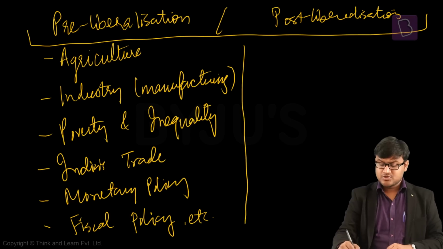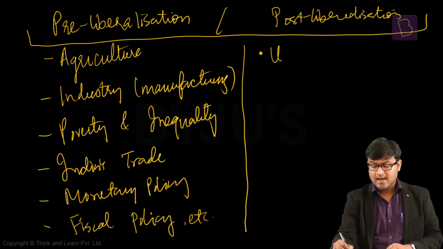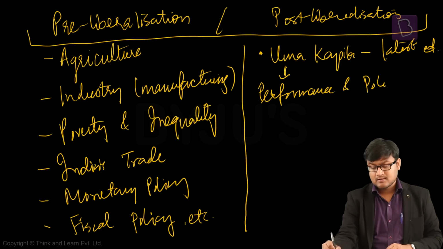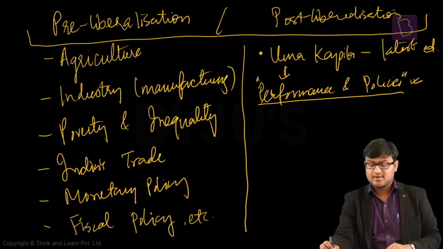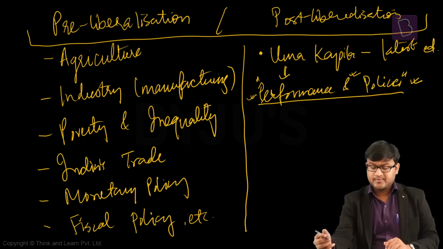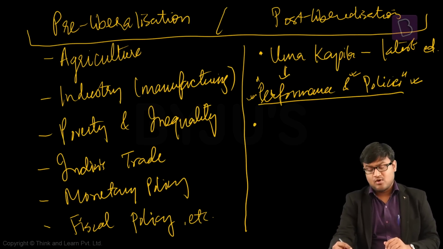Now, what are the readings that we should do? First one is a book by Uma Kapila, latest edition. The book name should be Performance and Policies, that is Indian Economy, Performance and Policies. The latest edition that is available, this book has to be followed. You will understand the economic thought behind our policies, and this book will give you a very good glimpse of the Indian economy. The second thing that is most important is again the Economic Survey of India.